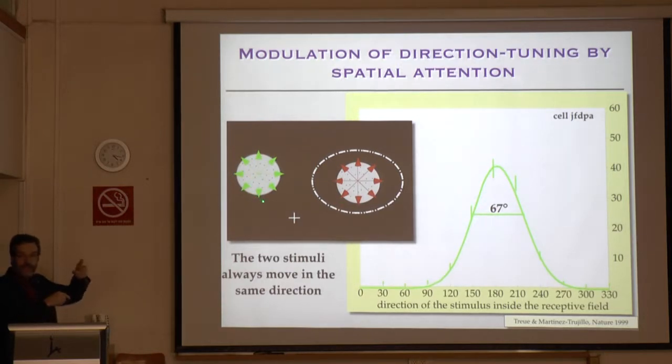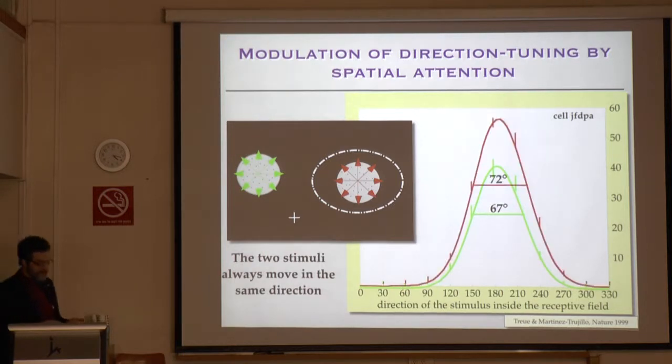Now we can change the instruction to the animal, ask the animal to attend to this stimulus without changing anything else, and remeasure the tuning curve. In this example here, you see sort of a prototypical effect of what we have observed in area MT. An overall increase in responses. Tuning width is essentially unchanged. It's like a multiplicative scaling of the responses.